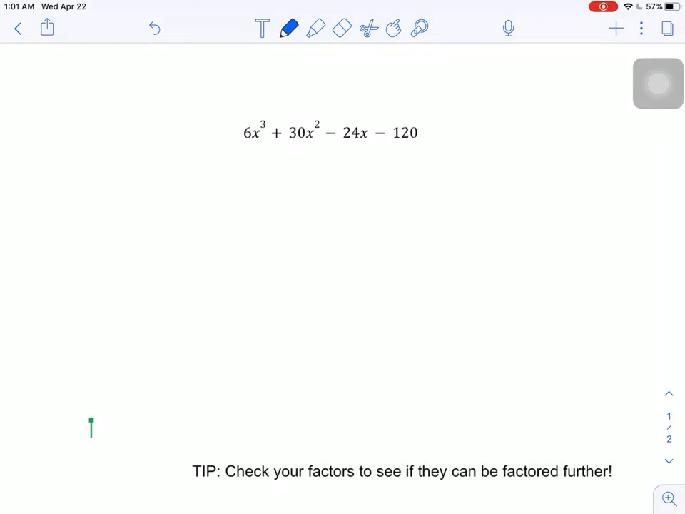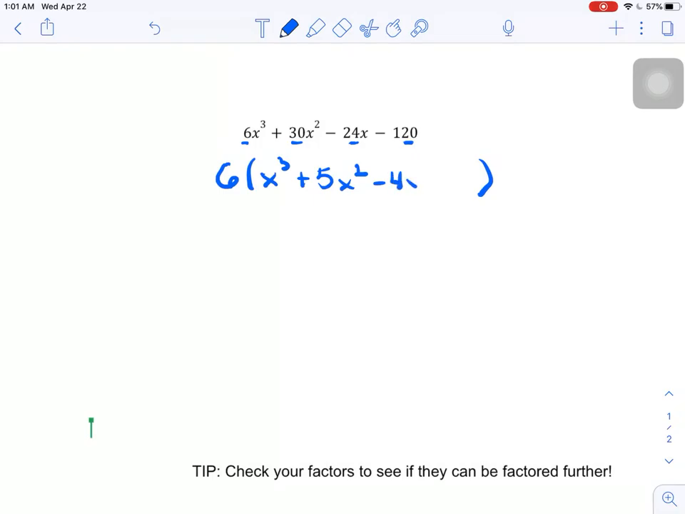Because if you can pull out a GCF, the numbers that are left are smaller and easier to work with. So in this case, if you look at these numbers, 6, 30, 24, 120, 30 and 24 and 120, those are all multiples of 6. So there's a greatest common factor of 6 that I can pull out of this problem. And if I pull that out, it's going to give me smaller numbers, which are going to be easier to work with. So I'm going to go ahead and pull that greatest common factor out. If I divide everything by 6, the first term turns into x to the power of 3. The second term turns into 5x squared.